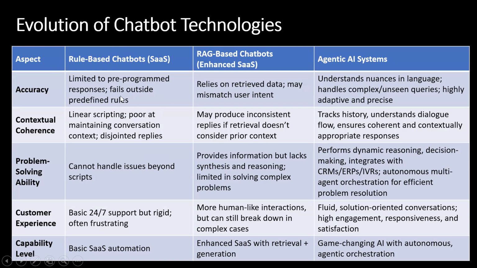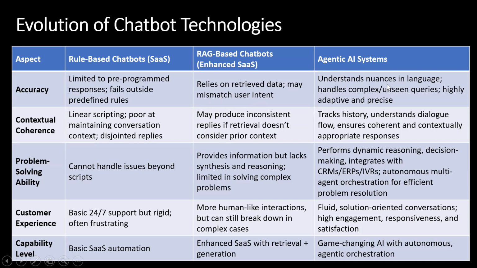But they fail whenever the user asks any question which does not fall under the given rules. Correct? Then we started building RAG-based chatbots, where the chatbots had access to some vector database. But these also fail in accomplishing the user intent; they mismatch user intent. So we have started building agentic AI systems.